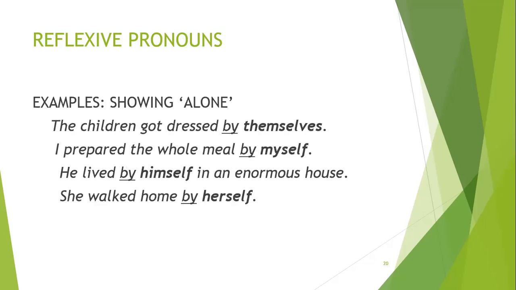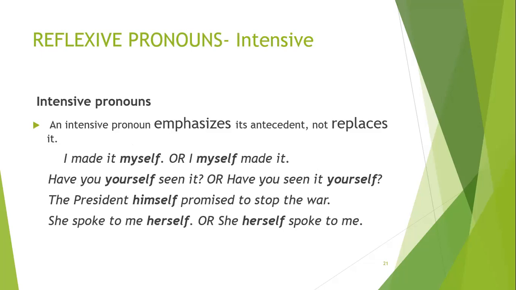Now, we can also use this reflexive pronoun in a way to show that you are doing something alone. It's showing the individuality of an action. So, the children got dressed by themselves. By saying that the children got dressed by themselves, you are implying that they didn't get help from anybody. It was something they did on their own, all right? I prepared the whole meal by myself, meaning that nobody helped me. I managed to do everything by myself. This is another way that you can use a reflexive pronoun, showing alone.